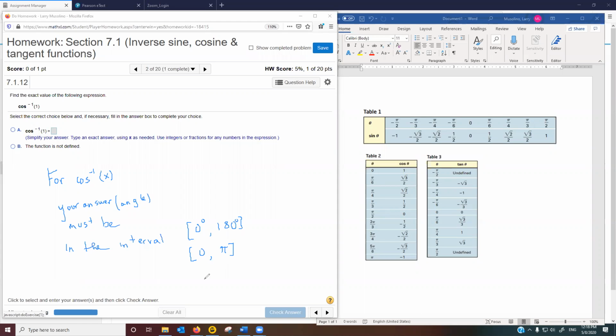All right, and remember for inverse cosine, we're really looking for an answer that's an angle. So my answer is really going to come from this column that's labeled as theta. All right, well, I want to know where is the cosine equal to 1? Well, you might notice right here the cosine is 1 when the angle is 0. So the answer to this question is going to be 0.